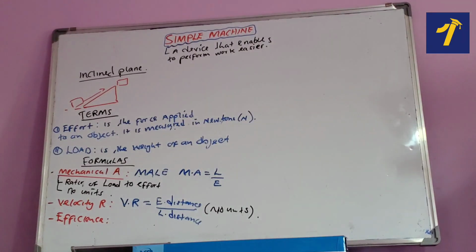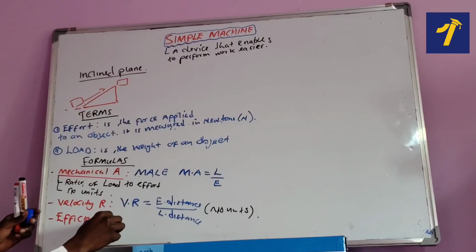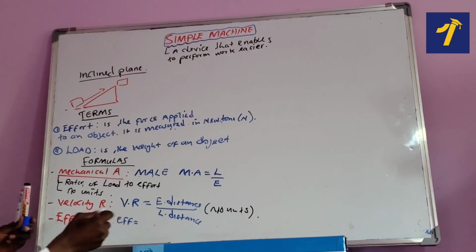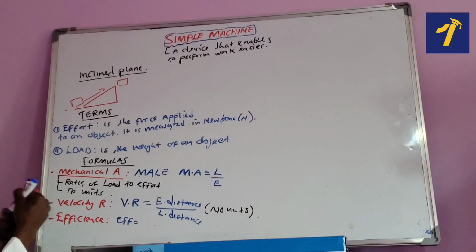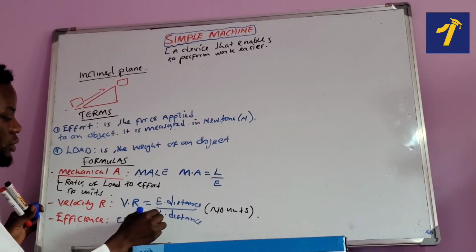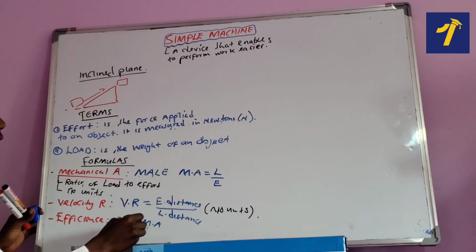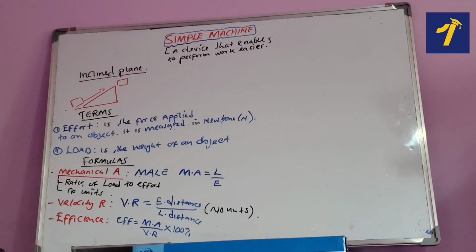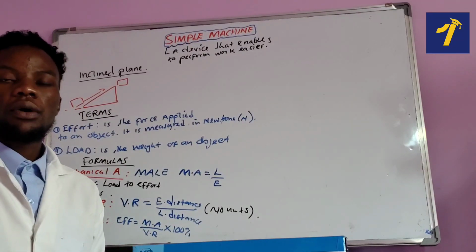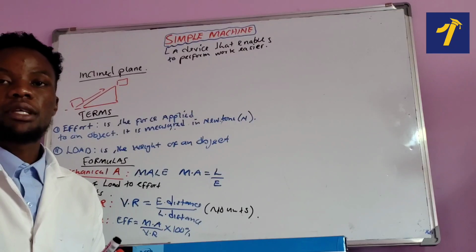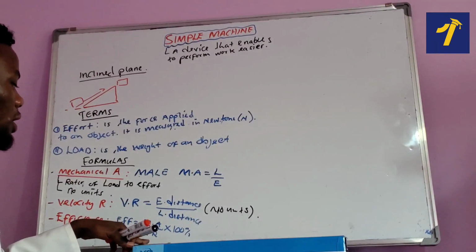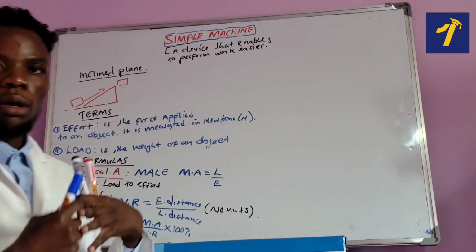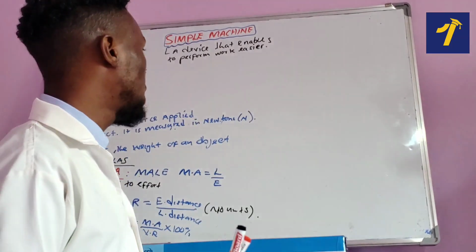Okay, so efficiency now, efficiency, so efficiency, we are going to have mechanical advantage. So we're going to get this mechanical advantage divided by velocity ratio, then multiplied by what? 100%, because efficiency is always, what can I say? It's always expressed as a what? A percentage. So if you find the mechanical advantage, then you find the velocity ratio. If you divide, make sure that you multiply by 100%.